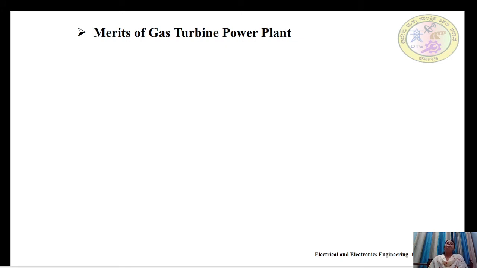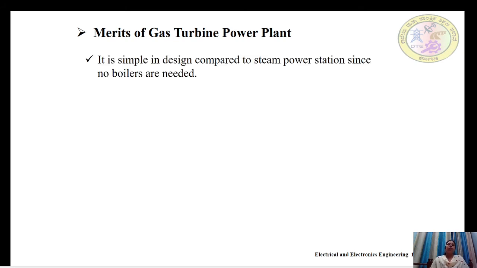Next, merits of gas turbine power plant. It is simple in design compared to steam power station since no boilers are needed. Steam power plants already need a boiler. If the fuel is nuclear, we need nuclear fuel, and in case of thermal power plant, we need coal as a fuel. Comparatively to these steam power stations, it is simple in design since no boilers are needed.